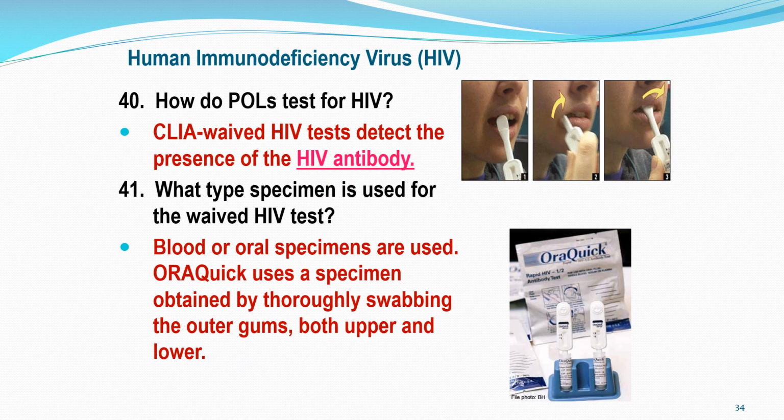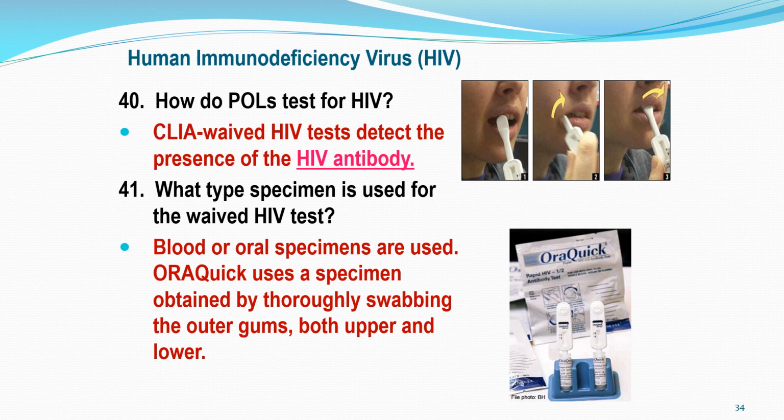So how do physicians' office labs test for HIV? Because that's what we're looking at, guys, because you're working somewhere, you need to know the policies and procedures for your particular facility, because your particular facility may want you to draw blood in an SST tube, a red top tube, spin it down, take the serum off, and transport it to a reference lab to be tested. Or your physician's office or your clinic or your lab may have a CLIA waived HIV test that detects the presence of HIV antibody. Okay?